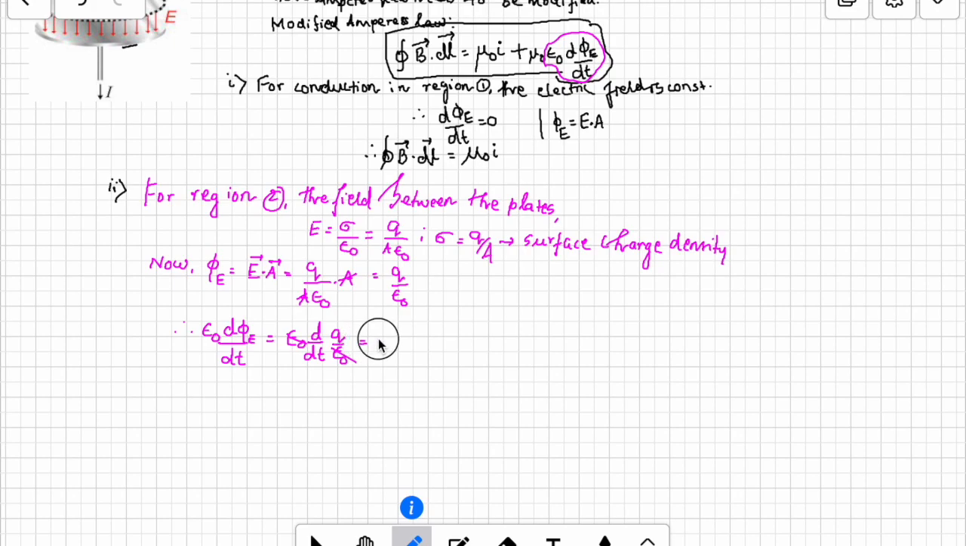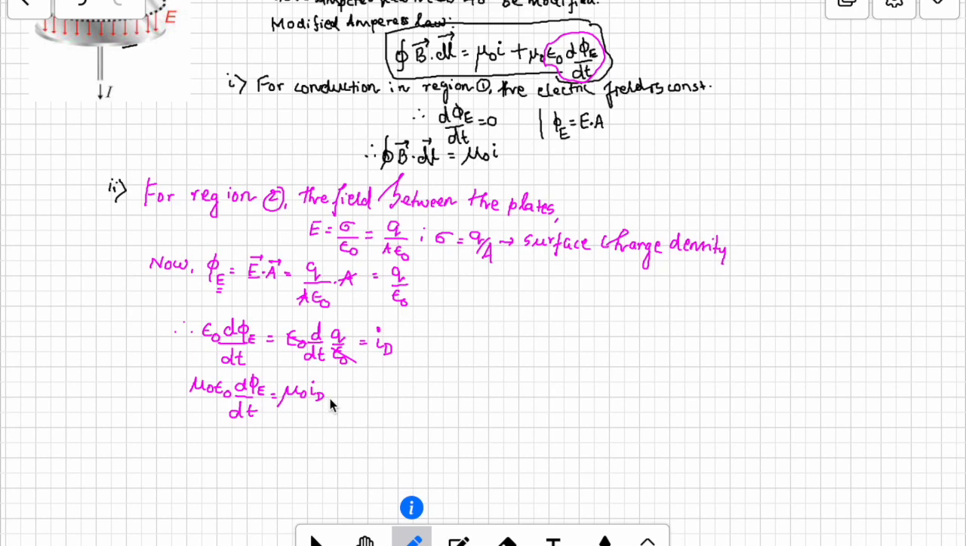Now what is dq by dt? dq by dt is nothing but current, right? But this current is because of the electric field. So let me just write it down as id. Okay, so in general, if I just multiply mu naught on both sides, I can simply write it down as mu naught epsilon naught d phi E divided by dt is equal to this side multiplied by mu naught. So this side also I can multiply it by mu naught into id.